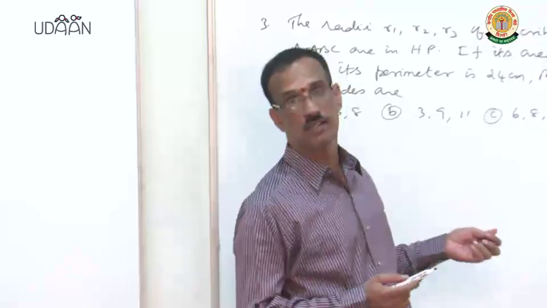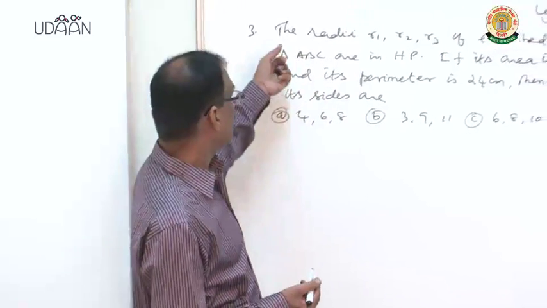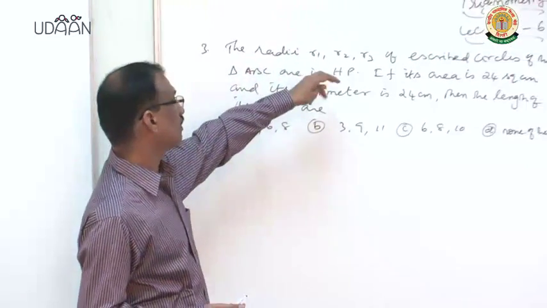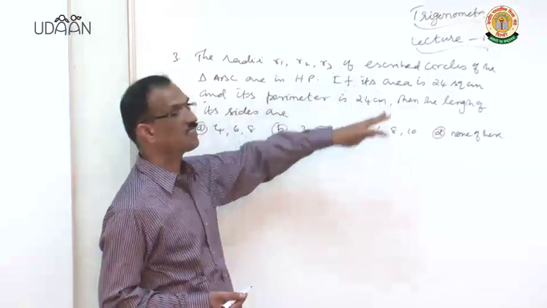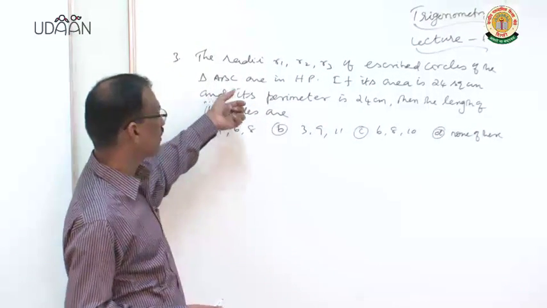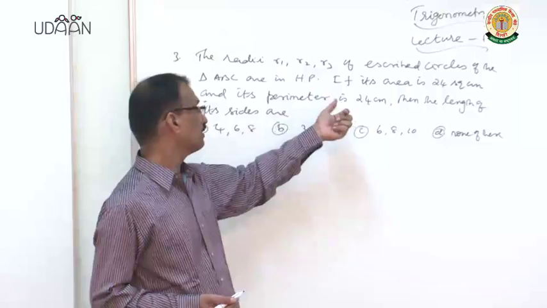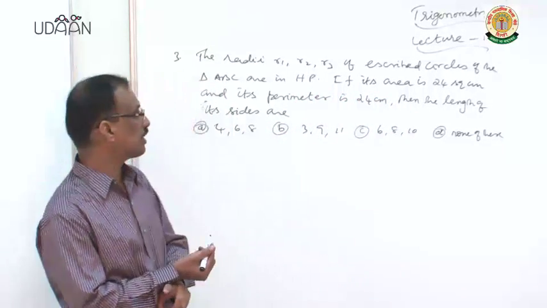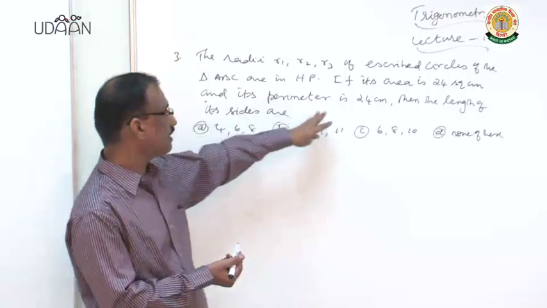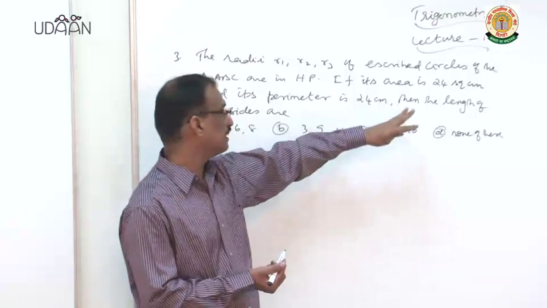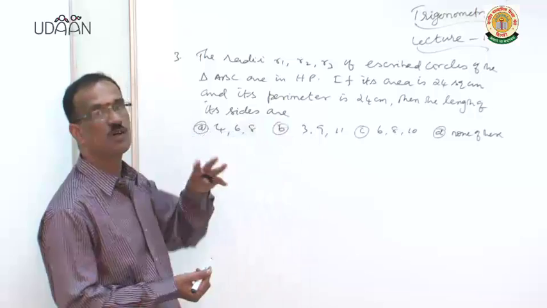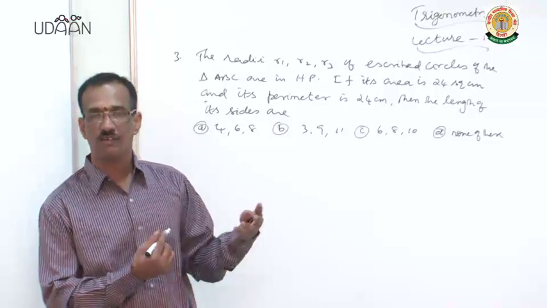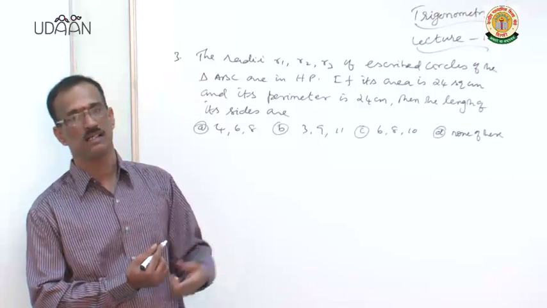Now the next question. It says that the radii R1, R2, R3 of the excircles of the triangle ABC are in HP, that is harmonic progression. If its area is 24 square centimeter and its perimeter is 24 centimeter, then the lengths of its sides are what? That is, we have to find out what the sides A, B and C are.